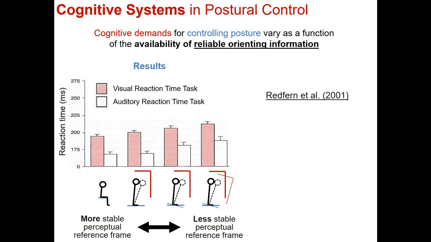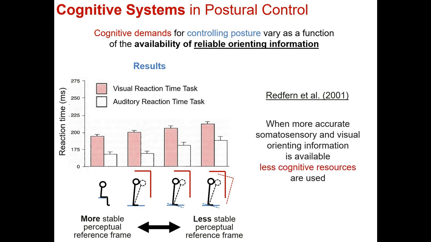environment unreliable. What we see in these results is that cognitive tasks can be performed better when your perceptual systems provide more reliable measurements of the relationship between your body and the environment, or more specifically, the relationship between your body and the vertical line of gravity. In other words, when more accurate somatosensory and visual orienting information are available, less cognitive resources are going to be needed.